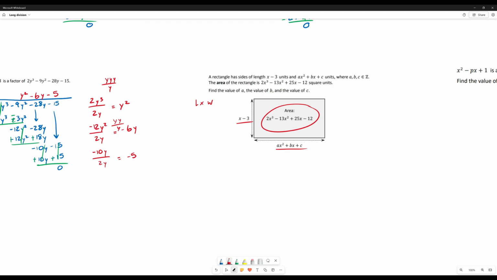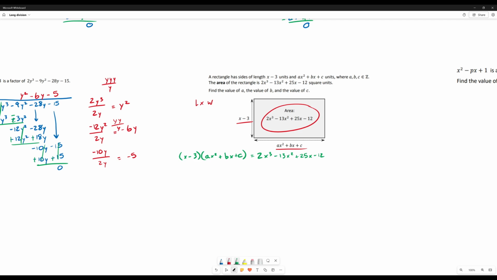The idea is, though, they multiplied these together to get the area. So in reverse, I'm going to write this out. This is the way I see it. So they did x minus 3, and they multiplied it by ax squared plus bx plus c. This is what they must have done. They must have done length multiplied by width. And they must have gotten 2x cubed minus 13x squared plus 25x minus 12.